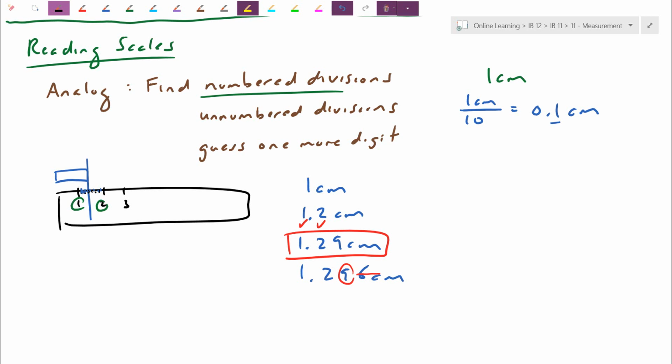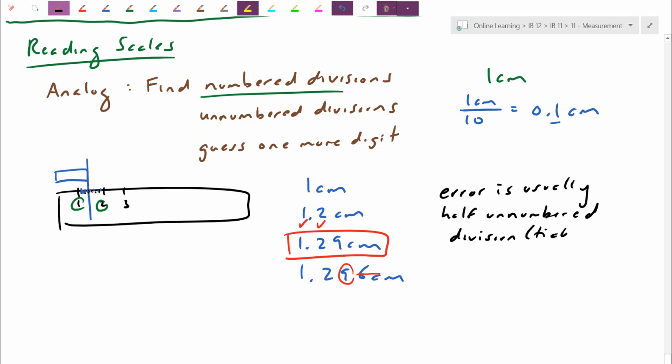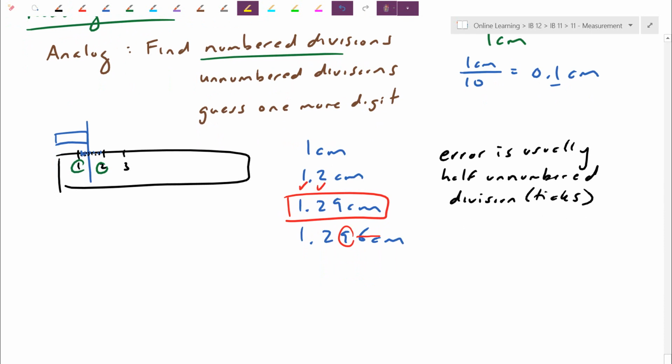But now what about the plus or minus? Normally what we do, our error is usually half the unnumbered division, the tick marks that we have. The unnumbered division for me was 0.1 centimeters. If I just take half of 0.1, I'm going to associate an error of plus or minus 0.05. Now, why do I do that? Let's just zoom in here. So I have a 1.